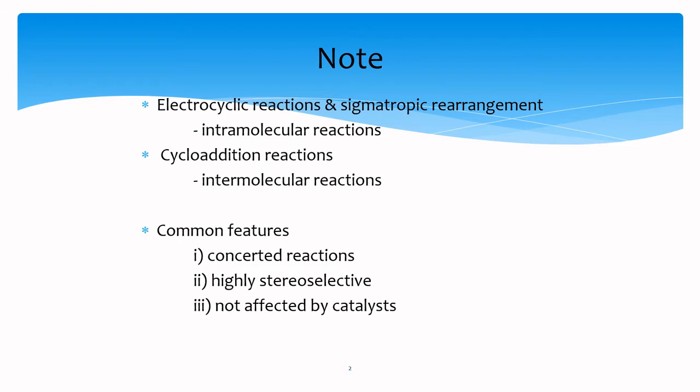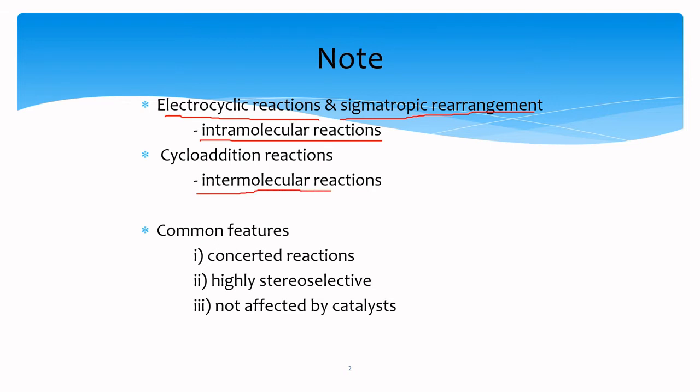There are some notes that need to be taken into consideration when we talk about pericyclic reactions. If we look at the previous slide, where there are types of pericyclic reaction, the first and the third one, which are electrocyclic reaction and sigmatropic rearrangement, involve intramolecular reactions, meaning that the reaction only involves one molecule, but this molecule undergoes some electron transfer within the molecule itself. Another one, the cycloaddition reaction, is an intermolecular reaction, so it involves two starting materials or two reactants to give a product.